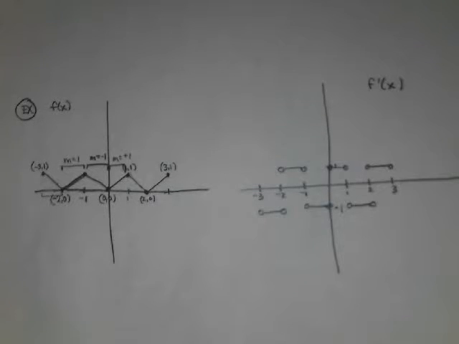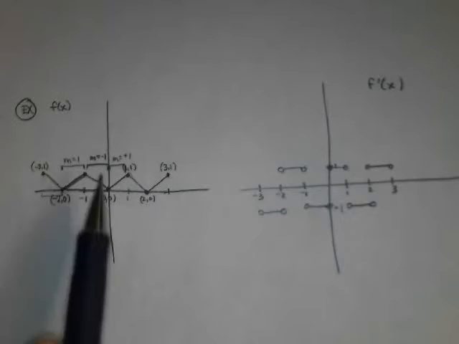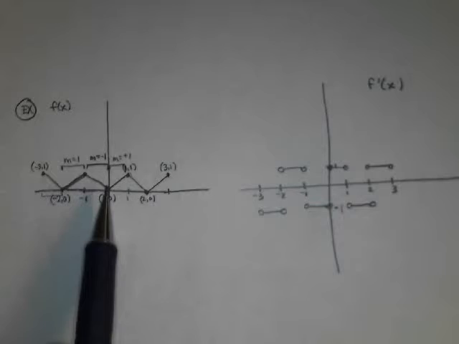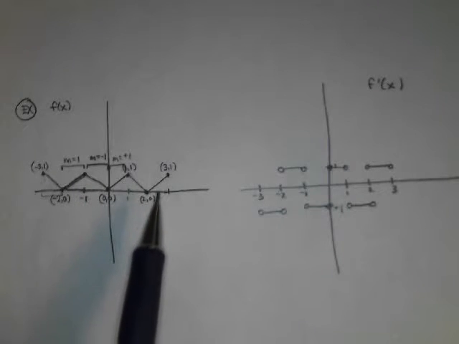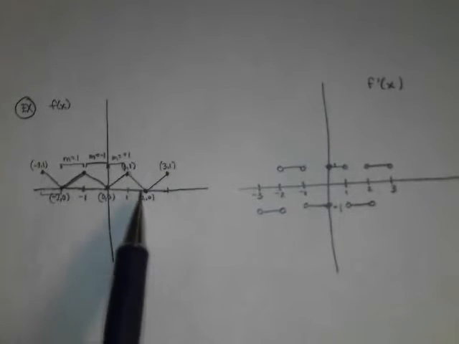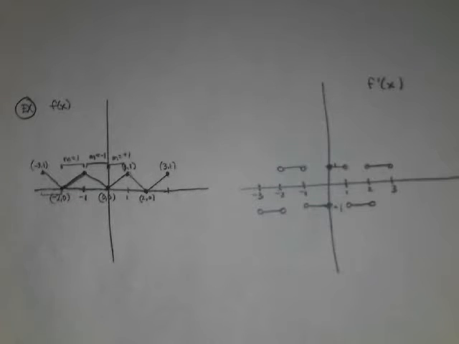And a big key here is that we have all open circles because of the function coming to a point and not being differentiable at any of the integer values. It's only differentiable in between.